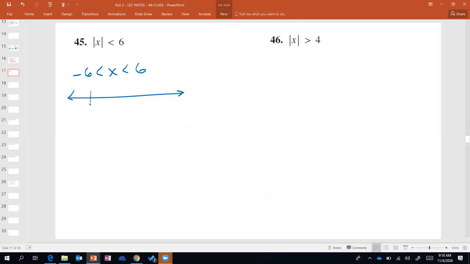And I can graph it now. Negative 6 to 6. Bracket or parenthesis? Parenthesis. We done. There it is. I've solved it and I've graphed it. Okay, the next one. Bounded or unbounded?